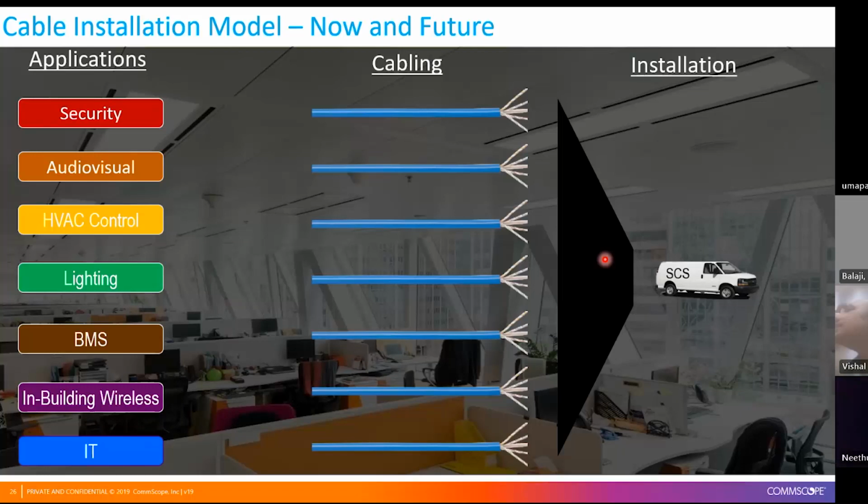So everything has now become IoT. As I mentioned, light systems, we have seen some of the customers started using light systems with simple structured cabling.